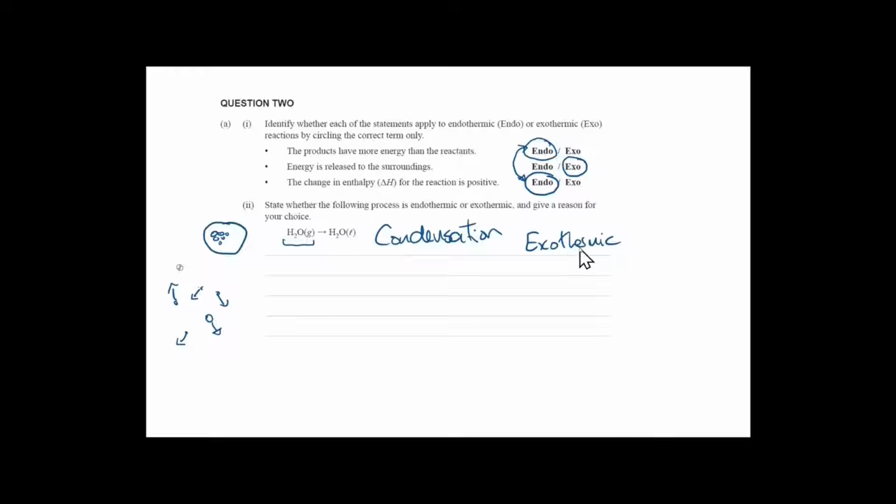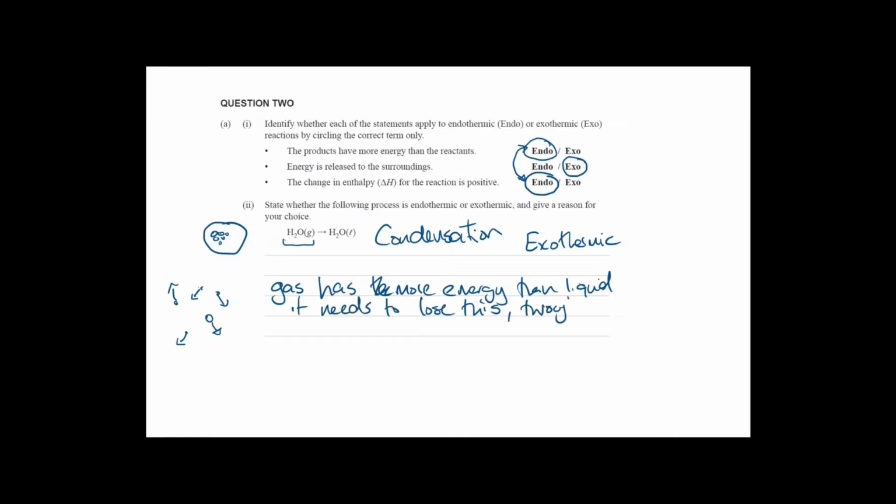That will be the answer. So gas has more energy than a liquid. It needs to lose this, and the only way to lose this is through heat exchange.